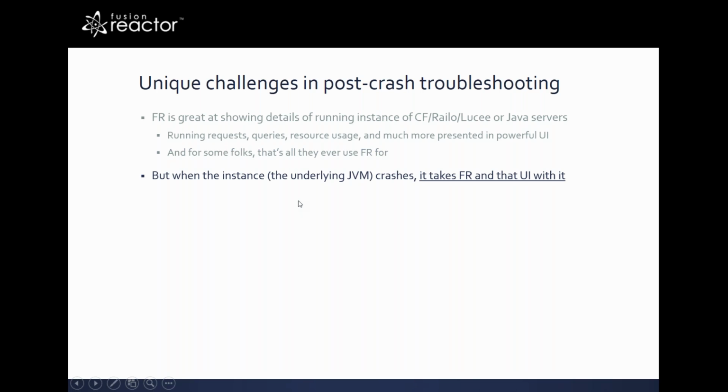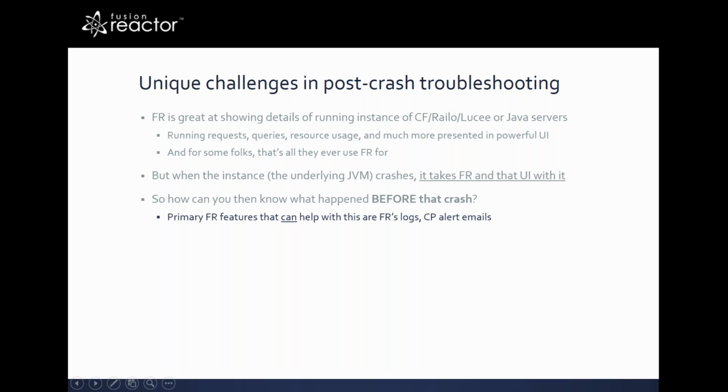The problem is, when the instance, whatever that underlying JVM is under whatever app server you're using, crashes, you've probably noticed it takes FusionReactor and that whole user interface with it. So once you start it back up again, everything's wiped out and it's starting over from where you are at that point. So how can you know what happened before that crash? I'm sure this has led to frustration for some of you, and this talk is all about helping you make that frustration go away.